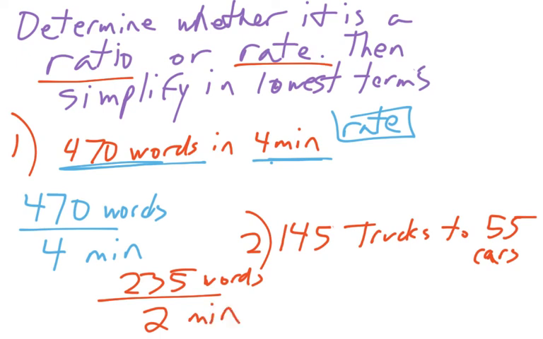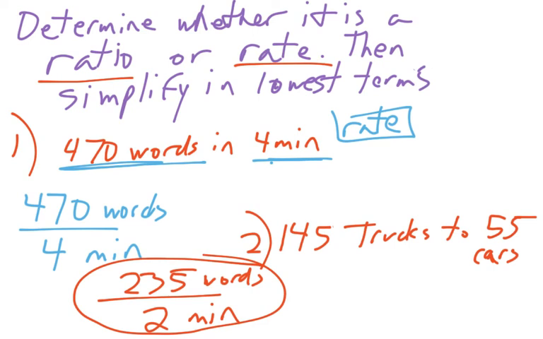Now, if you want to get a unit rate, it just wouldn't work out to be an integer in the numerator. So you could divide 235 by 2 or 470 by 4, and that would tell you, and you probably assume this is a person, how many words they could read per minute. So if we divide 235 by 2, you'd get 117.5. So they could read about 117, 118 words per minute. Okay? But that's our rate simplified in lowest terms.